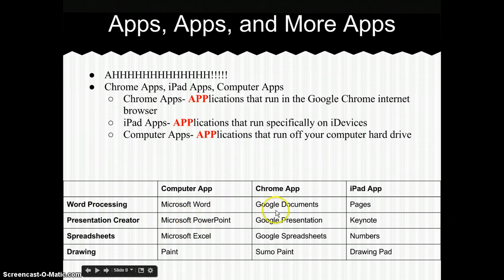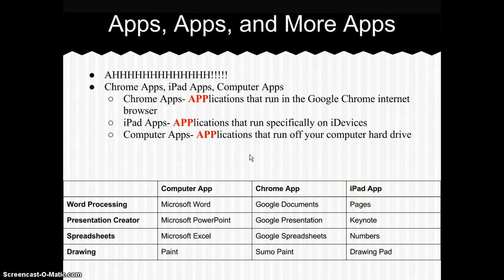Presentation, same thing. Microsoft PowerPoint, the equivalent in Chrome is Google Presentations. The equivalent in iPad is called Keynote. Spreadsheets: Excel, Google Spreadsheets, and Numbers. Now, drawing, this is just an example. You have Microsoft Paint built into your computer. A Chrome app similar to that would be called Sumo Paint, or they have a variety of different painting apps. And the same with the iPad, where you have a drawing pad or something in your iPad. And so it's just a different way of doing things on different devices.